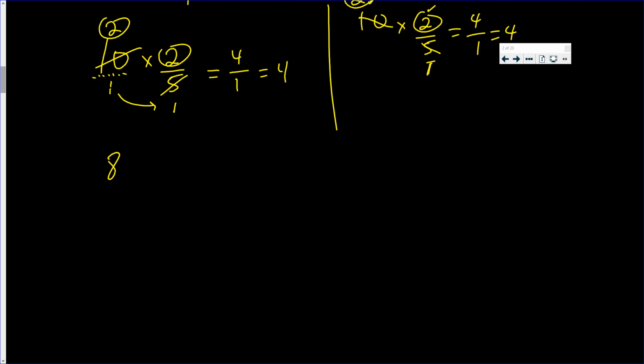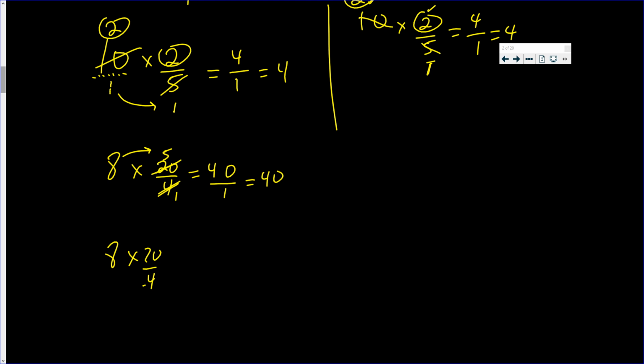If you have 8 times 20 over 4, there's a number of ways of doing this. You can just say 4 goes into 20 5 times. 8 times 5 is 40. You can say that 4 goes into both of these numbers 5 times and 1 time. So then you get 8 times 5, 40 over 1, which is 40.